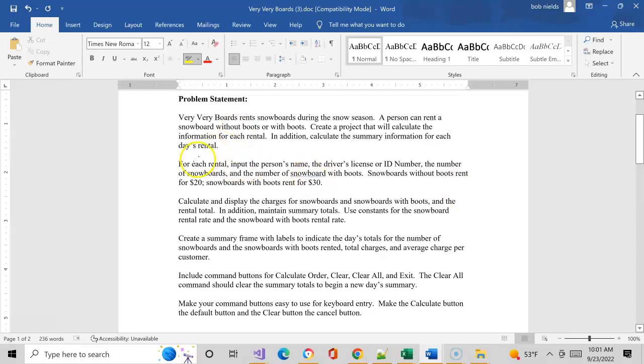Well, if you go here, it says for each rental, input the person's name, driver's license or ID, okay, whatever we want to say here, the number of snowboards they want to rent, and the number of snowboards with boots they want to rent. Is there anything else?